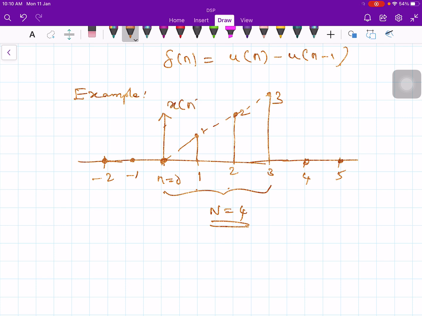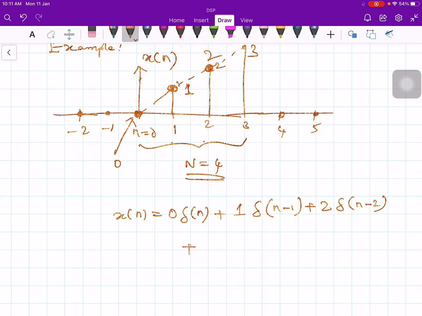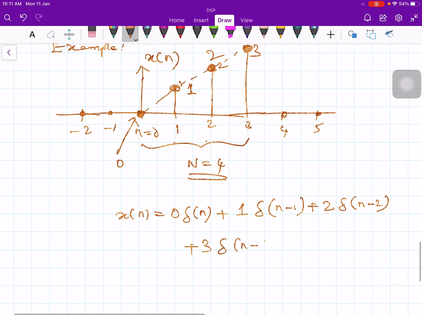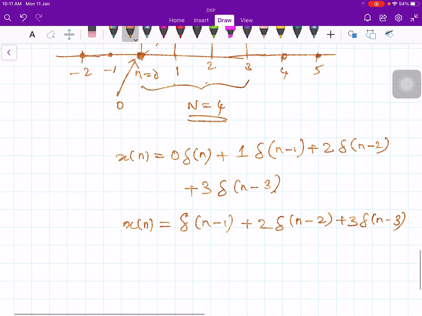So this is my x of n. x of n is equal to, what is the amplitude? 0, right? So 0 times del of n. And what is the amplitude here? 1. So plus 1 times 1 time unit delayed, so del of n minus 1. What is the amplitude here? 2. So 2 times del of n minus 2. Plus what is the amplitude here? 3. So 3 times del of n minus 3. Therefore this is del of n minus 1 plus 2 times del of n minus 2 plus 3 times del of n minus 3. What is this? x of n. So x of n is expressed in terms of deltas, and x of n can also be expressed in terms of u of n.